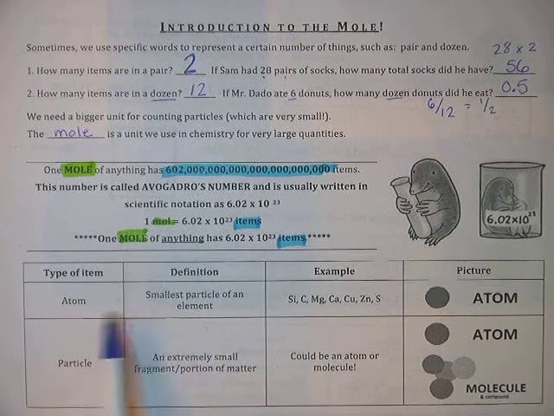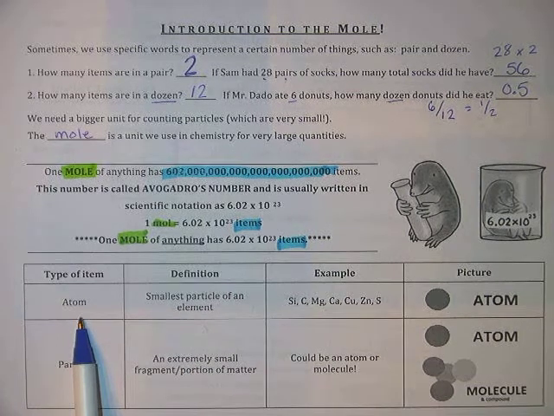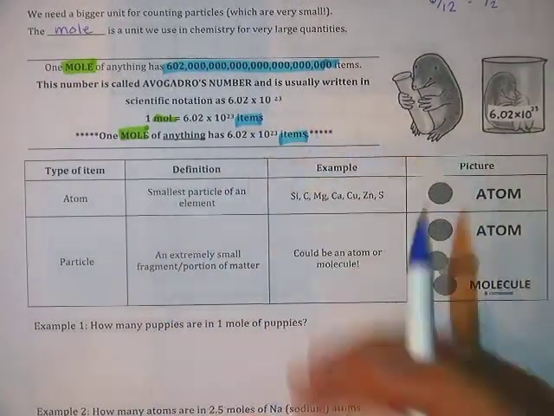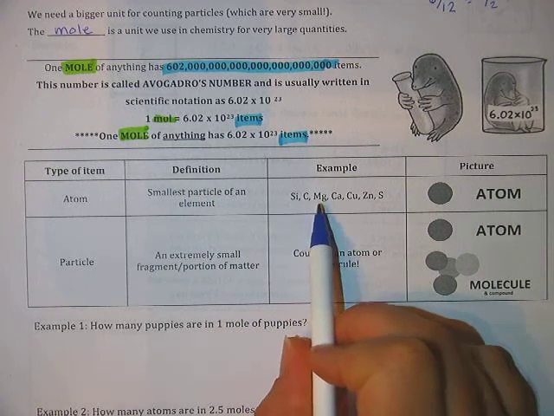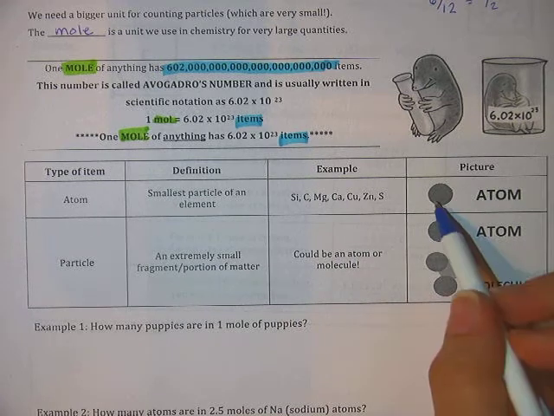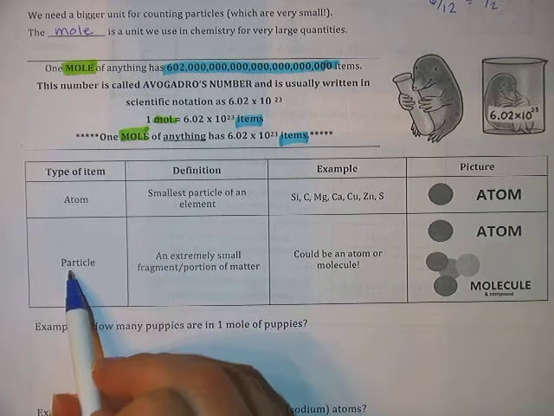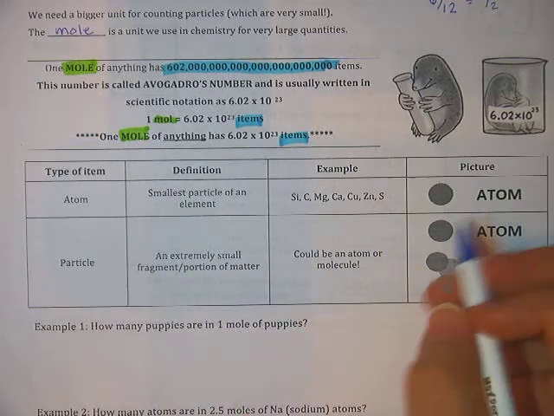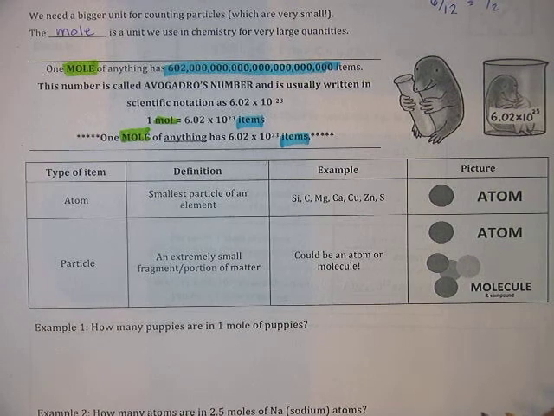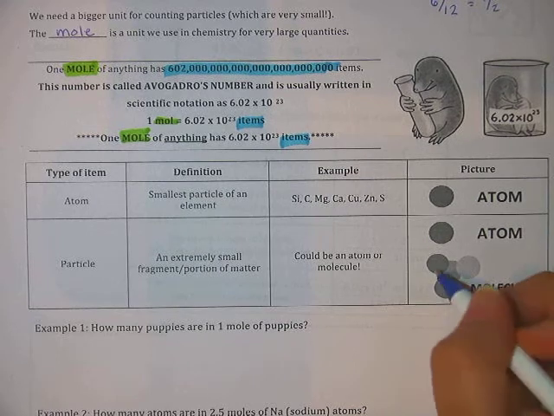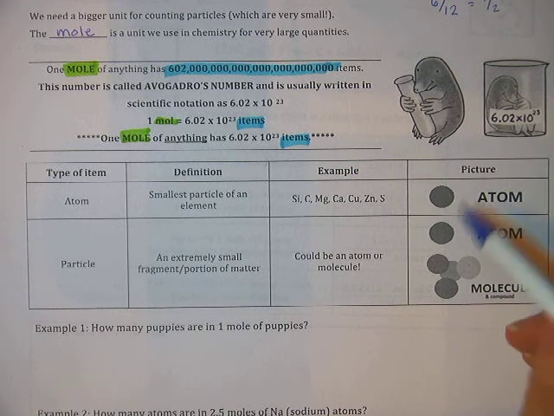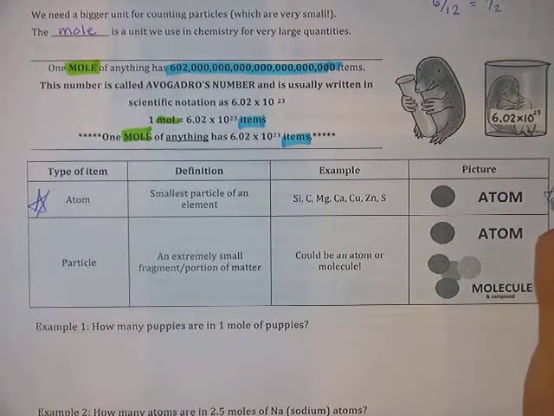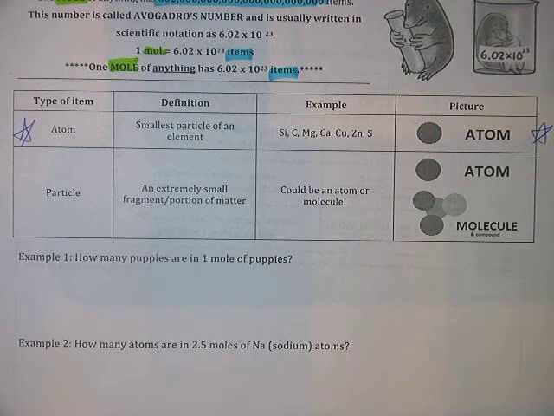There are several types of items we could be talking about. For now, we're going to stick to atoms. Later in the year, we'll talk about other options too. Atoms are the smallest particle of an element, like silicon, carbon, magnesium, calcium, copper, zinc, sulfur. An atom is just one particle. A particle could be any extremely small fragment or portion of matter. That could be an atom or a molecule, which is usually a compound. Again, for now, we're going to stick to talking about just atoms. We may sometimes call them particles, but we're not getting too fancy just yet.